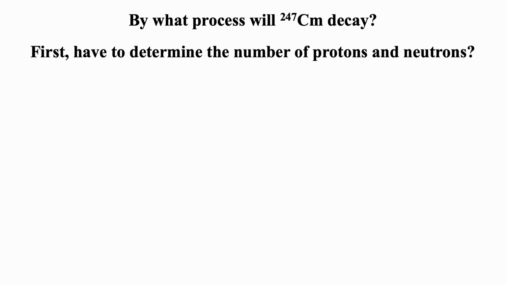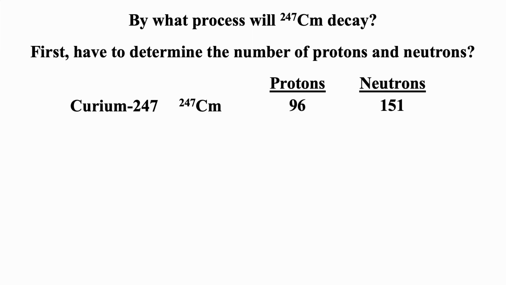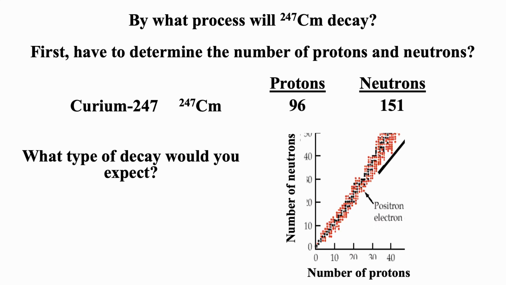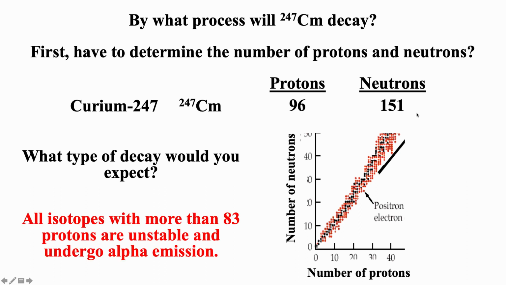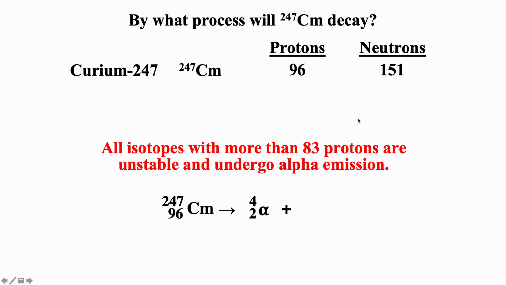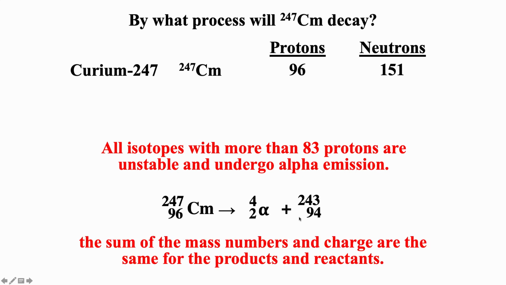You can also be asked about, okay, by what process will curium-247 decay? Now we'll assume if it's this big, it's just going to want to lose weight as fast as possible. So we'd assume an alpha decay. If you remember, if you're down here, positron emission, electron capture. If you're over here, it's beta emission. If you're up here, then it's going to be alpha decay. And so we can balance the reaction now. 247 minus 4, that gives us 243. 96 minus 2 gives us 94. Element 94 is plutonium.